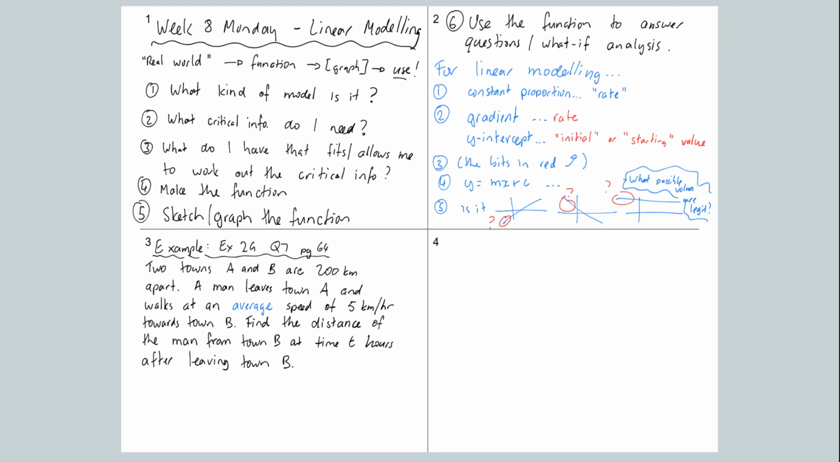So I do mean that in a richer sense, not just can you answer a question from the textbook. The what-if analysis is really useful too, because once you've got a y equals mx plus c, the what-if analysis says, what happens if I change the parameters or the critical information?